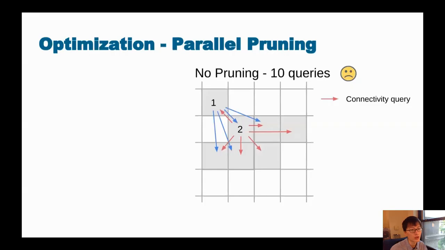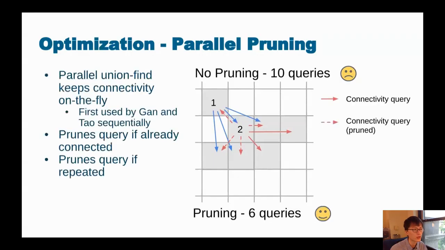And then we also use a parallel pruning technique. Remember the step where, given the cells, we want to determine their connectivities. In the naive case, both cell 1 and cell 2 will issue queries to all of their neighbors, which sum up to 10 queries and is expensive. Gan et al., in their sequential implementation, first used a union-find data structure to keep the connectivity on the fly and prune down queries when necessary. We extended this technique to the parallel setting.